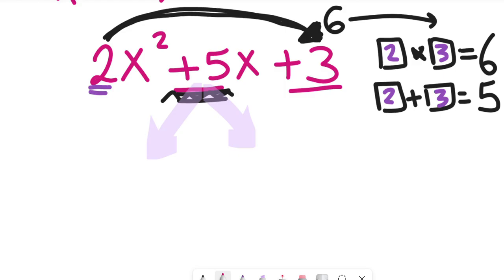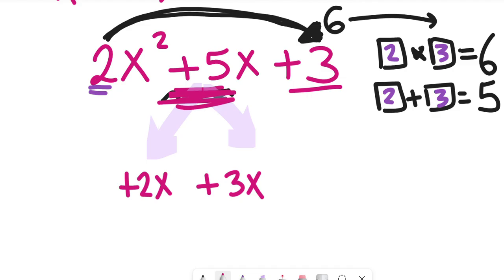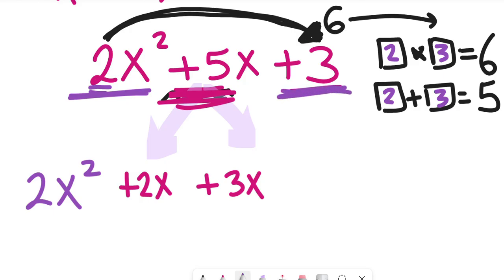So 5x will be split into positive 2x and positive 3x, because positive 2x and positive 3x adds up to positive 5x. Right? And then what happens with the first term? Nothing, it doesn't change, so we copy that as it is. What happened with the last term? It doesn't change, so we copy it as it is.